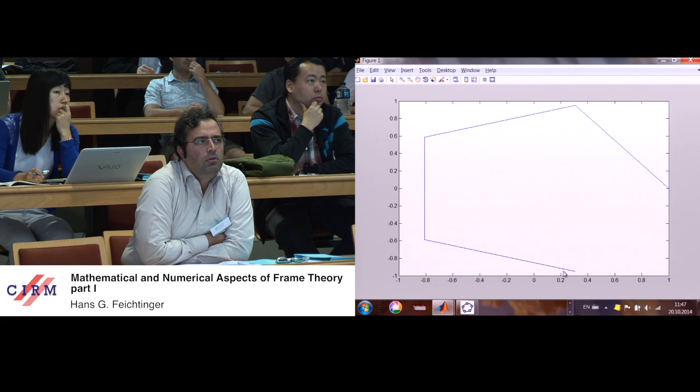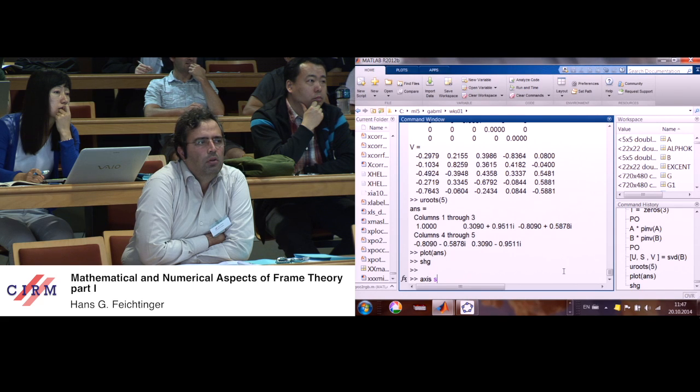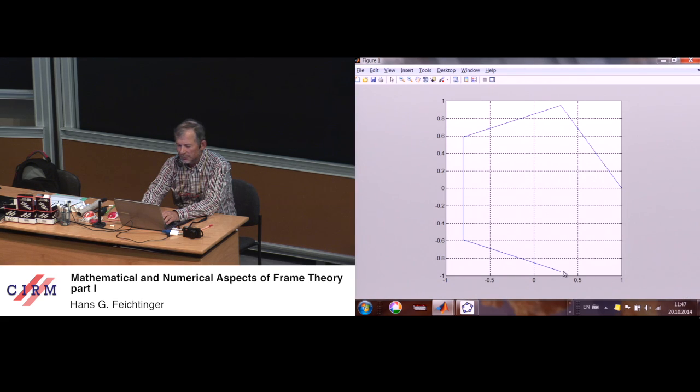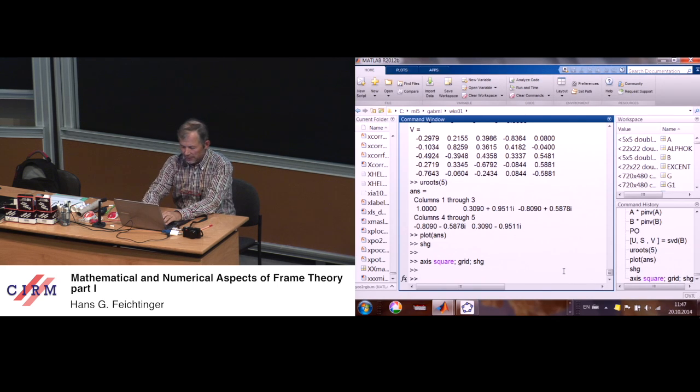Then it's not very nice because it's not in the right format. Axis square, maybe a grid, and show graphic. It shows you that you have points which are in the plane, but maybe I want to show it a little bit better.